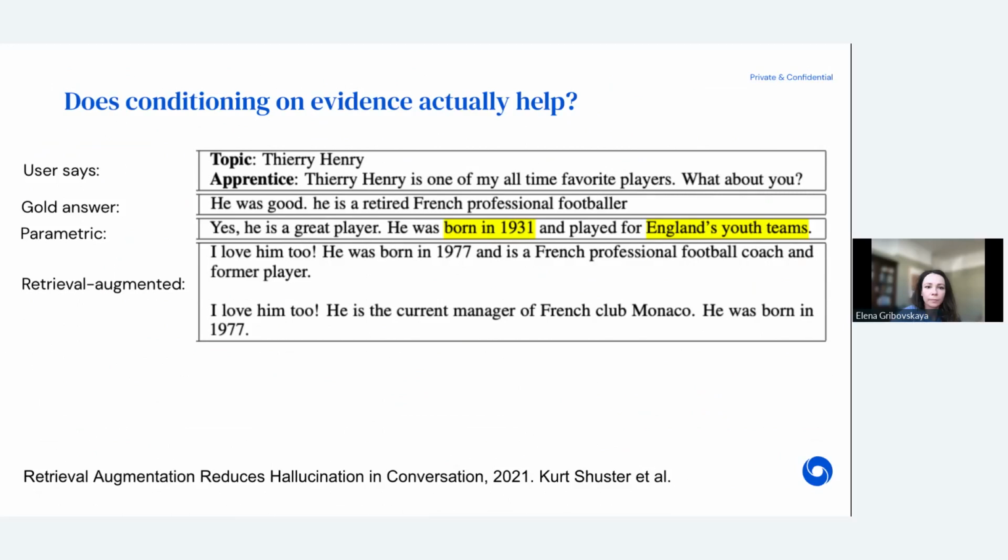The parametric model, without access to external knowledge, provides an answer, but the answer is completely off from a factual perspective. And then at the bottom, there are examples of answers generated by a retrieval augmented model. The model correctly gets that he is a French professional football coach and a former player.